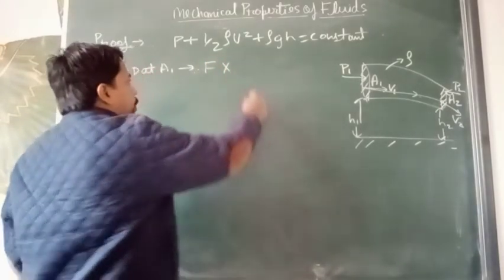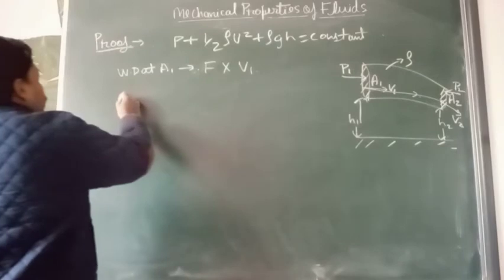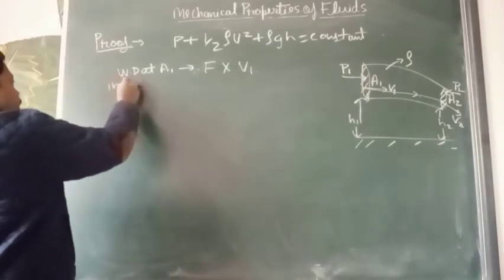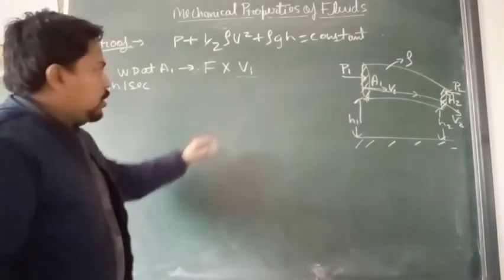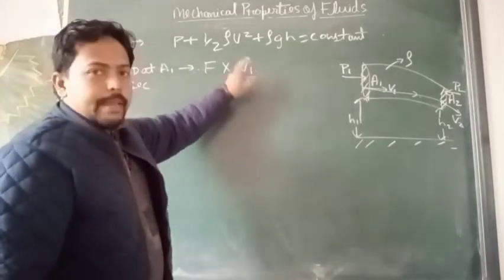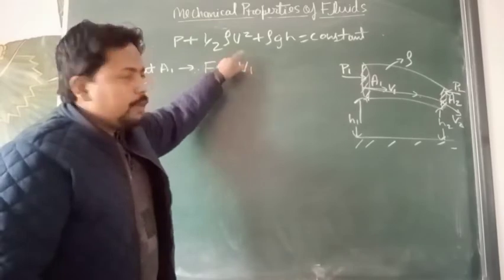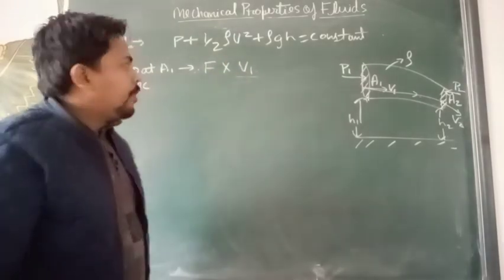And let the displacement be how much? Work done at A1 in 1 second. In 1 second, this will be the displacement. Because displacement is what? Speed into time, and time is 1. So it will be equal to the speed only at this cross-sectional area.